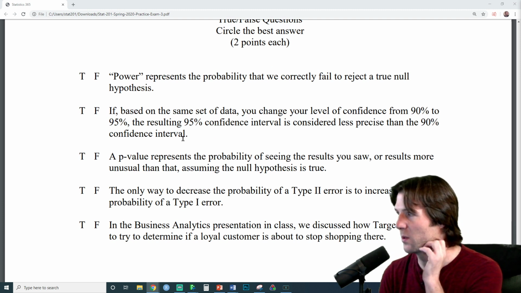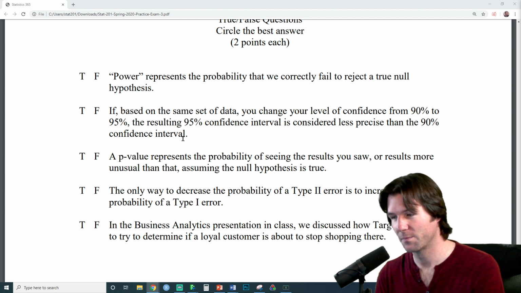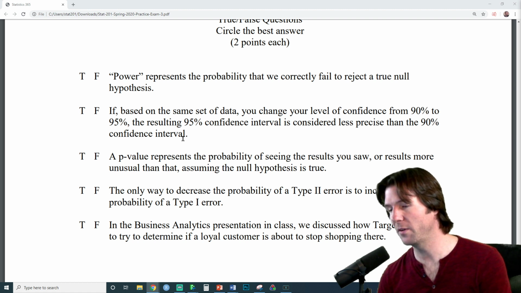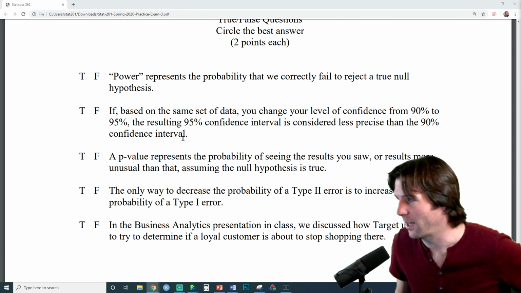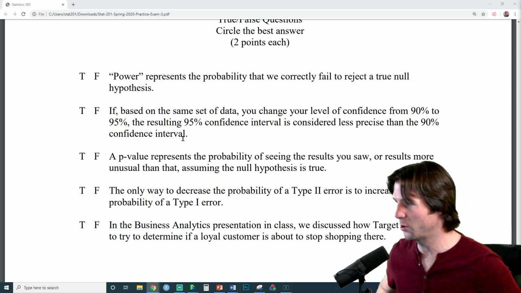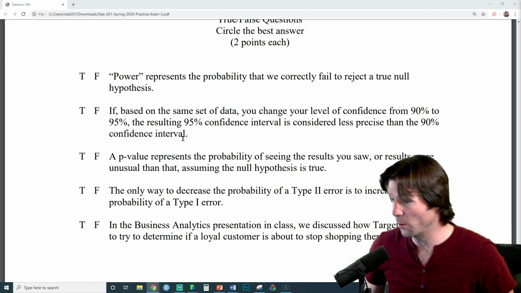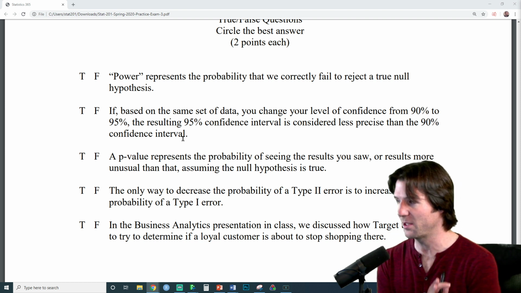Power represents the probability that we correctly fail to reject a true null hypothesis. That is all kinds of wrong. It's in one of the videos. I can do that today, Katie. We'll put that on the list next after all this. We'll do true falses, Walker question, then we'll do that next. So I can do all the nulls and alternatives next, and then I'll be able to timestamp in the video.